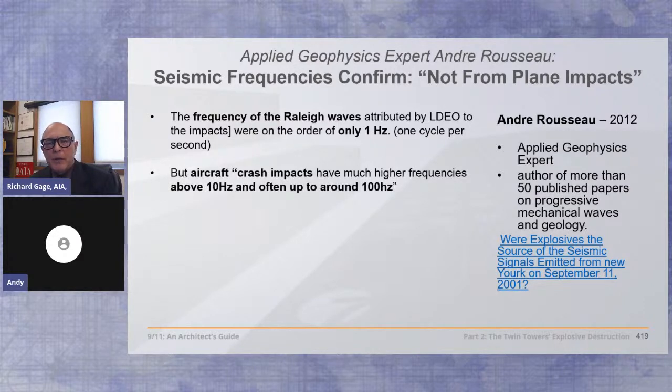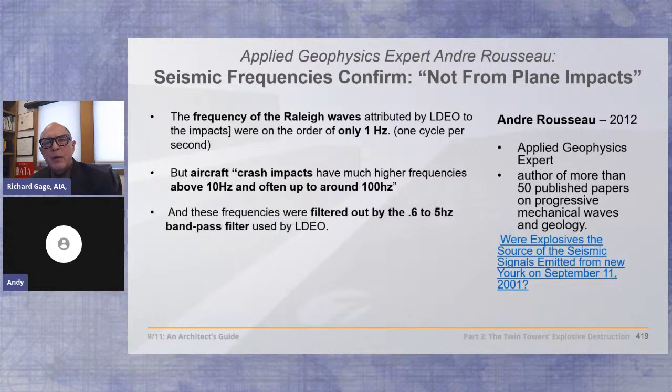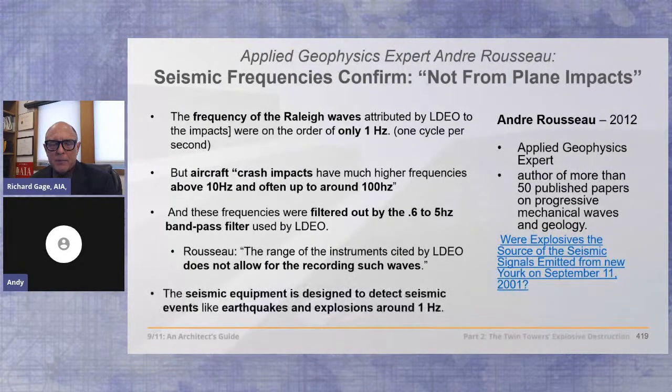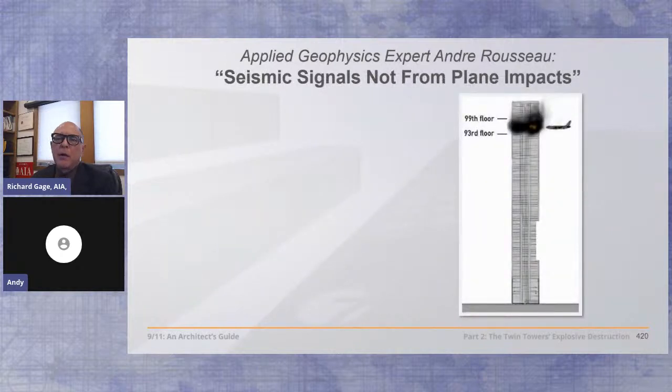But aircraft crash impacts have much higher frequencies, above 10 hertz, and often up around 100 hertz. But these frequencies are filtered out by the LDEO and their equipment. So he says it doesn't even allow for the recording of aircraft impacts, especially 20 miles away. The seismic equipment is designed to detect seismic events like earthquakes and explosions around 1 hertz. That's critically important. So they're not from the plane impacts.